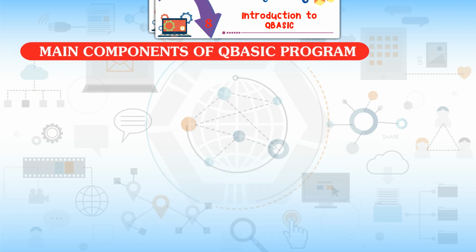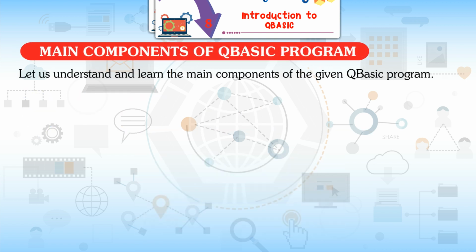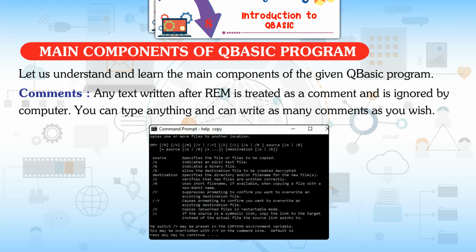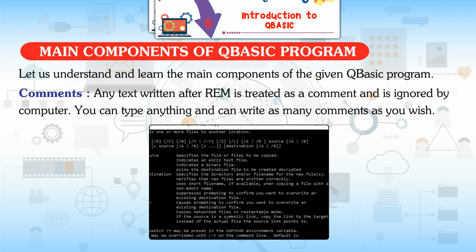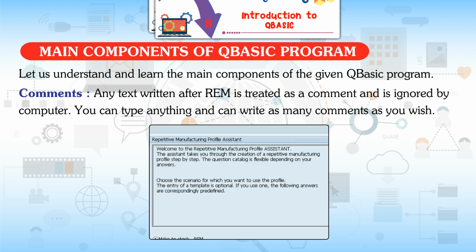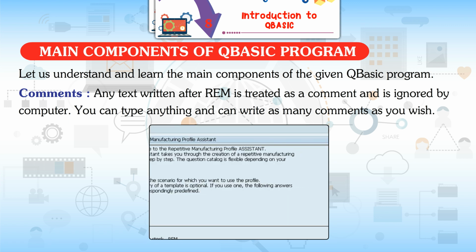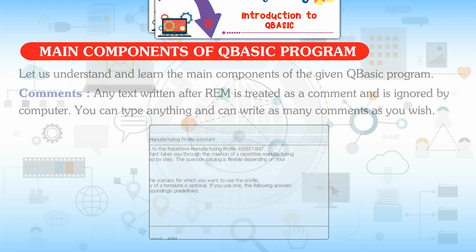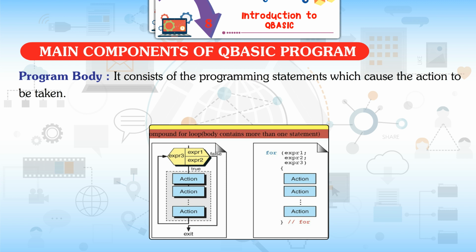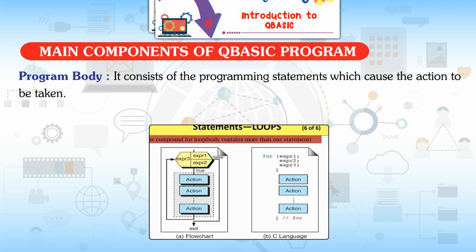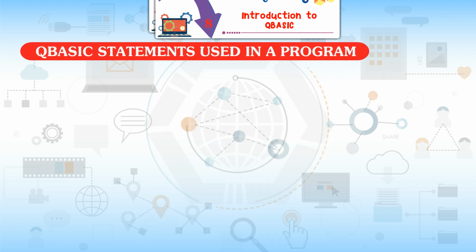Main components of a QBASIC program. Let us understand and learn the main components of the given QBASIC program. Comments: any text written after REM is treated as a comment and is ignored by the computer. You can type anything and write as many comments as you wish. Program body: it consists of the programming statements which cause the action to be taken. QBASIC statements used in a program.